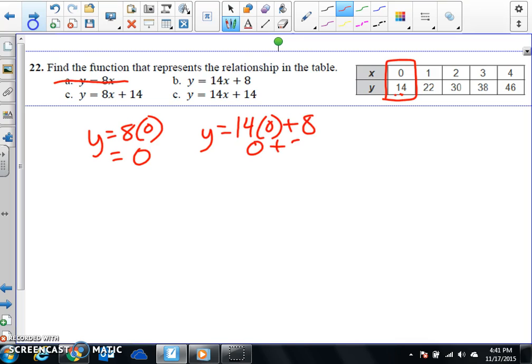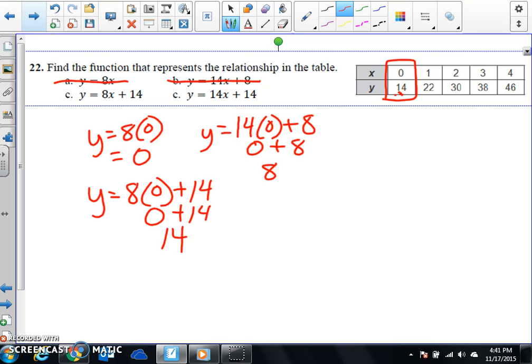B, y equals 14 times 0 plus 8. 14 times 0 is 0. 0 plus 8 is 8. That's not 14, so that doesn't work. If I go to C, y equals 8 times 0 plus 14. 0 plus 14, 14. Yep, that one worked.